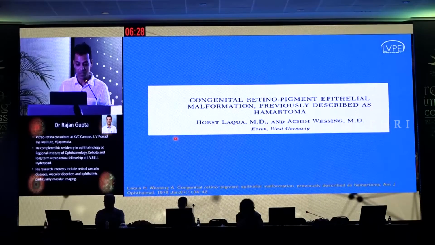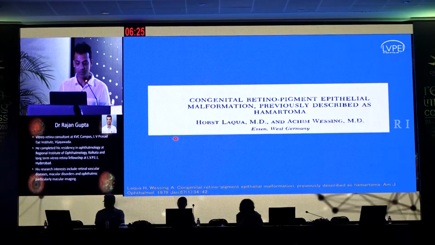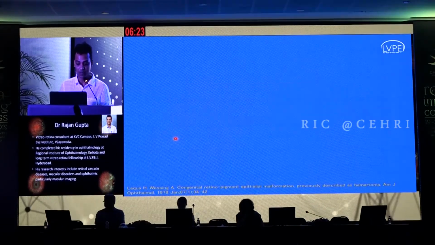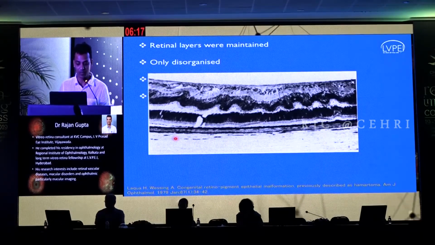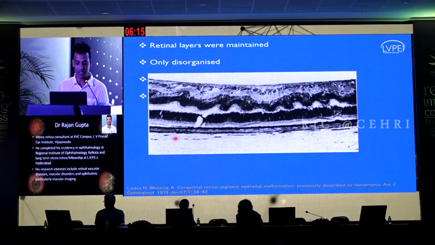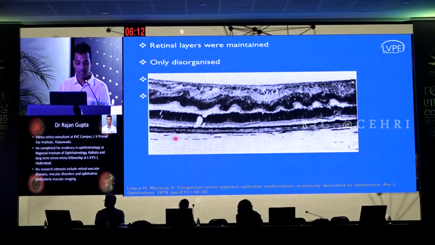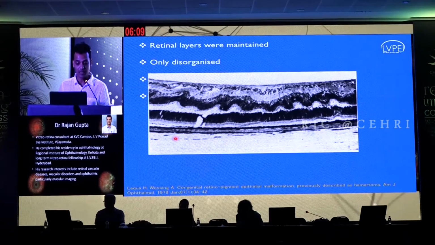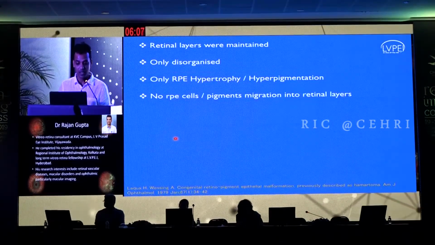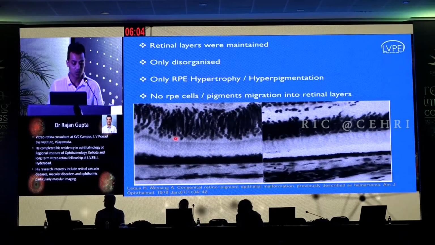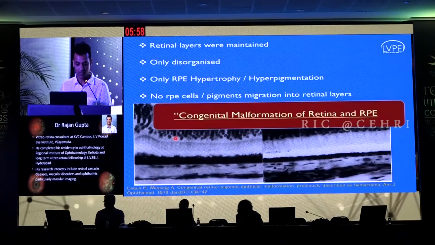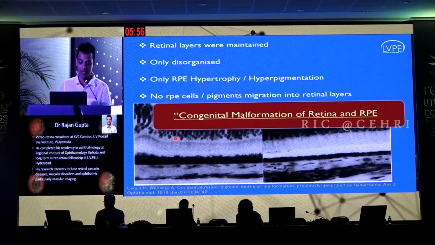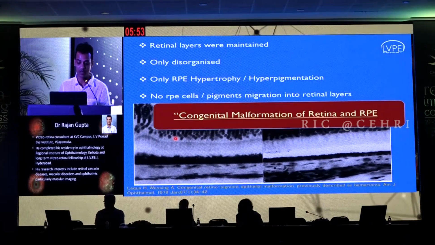There was contradictory evidence a few years later regarding the histopathology of macular lesions, which were described as congenital retinal pigment epithelial malformations by Lacroix et al. The histopathology of the macular lesions, which resembled the peripapillary cases, showed that the retinal layers were maintained and only disorganized. The retinal layers were discernible in the macular lesions. There was no evidence of RPE migration throughout the retinal layers, whereas there was only RPE hypertrophy or hyperpigmentation. Thereby, they termed this macular combined hamartoma rather as a congenital malformation of the retina and RPE.